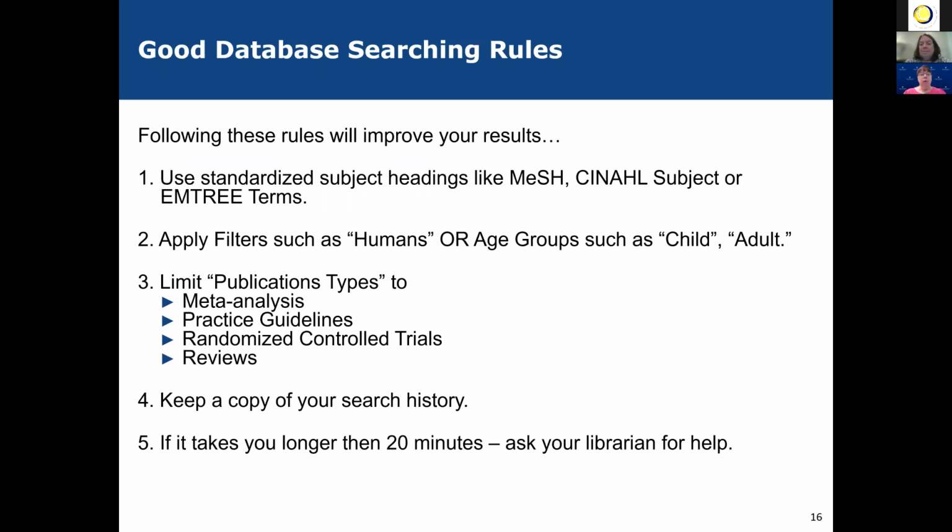So then, just some general overall good database searching tips. Use the standardized subject headings, the control vocabulary. Use filters. Now, this is one I didn't talk about in too much detail, but the publication types are a specific filter. When you're looking for evidence, these are good filters when you're looking to do an evidence-based search. Meta-analysis, practice guidelines, randomized controlled trials, reviews. Track your search history. I just can't emphasize tracking that search history enough.